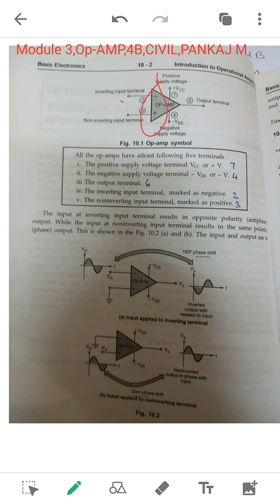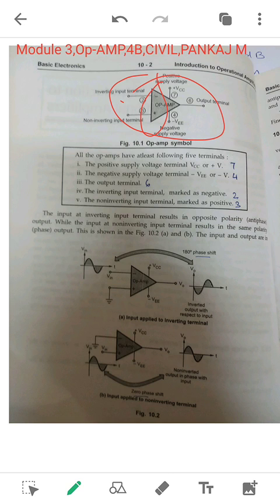The positive supply voltage is also called VCC or plus 5, that is on pin 7. The negative supply voltage terminal is minus VEE or minus V at pin number 4. The output terminal is at pin number 6. The inverting input terminal is marked as negative at pin number 2. The non-inverting input terminal is marked as positive at pin number 3. That you can observe here. This is the symbol of an operational amplifier.